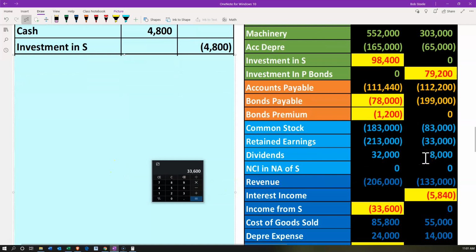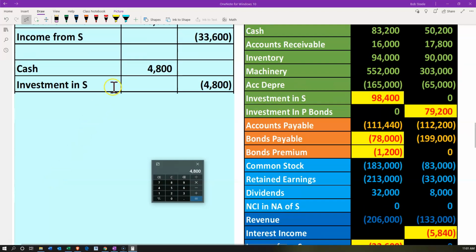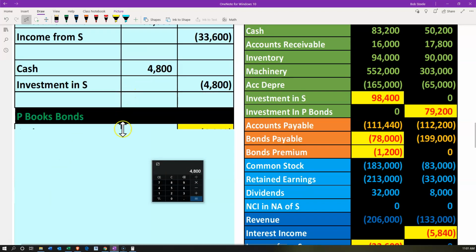So here's the dividends from S. Part of those went to P, 60% of them to be precise. 8,000 times 0.6 is going to be that 4,800. So there's the 4,800. We're going to say increase to cash and the investment. So that's basically the normal equity method type stuff.